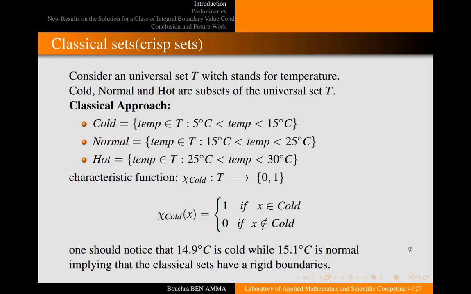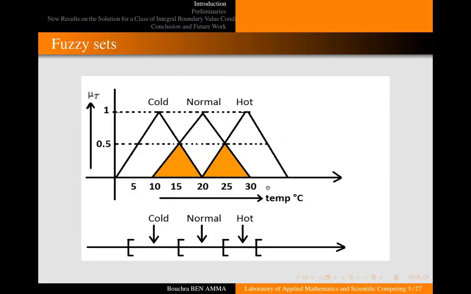In fuzzy sets, it's easy to present them. How do I do it? Well, this is my temperature axis, and this is my membership function. Now, how do I define that? If the temperature is around 10 degrees centigrade, it is cold. If the temperature is around 20 degrees centigrade, it is normal. If the temperature is around 30 degrees centigrade, it is hot.